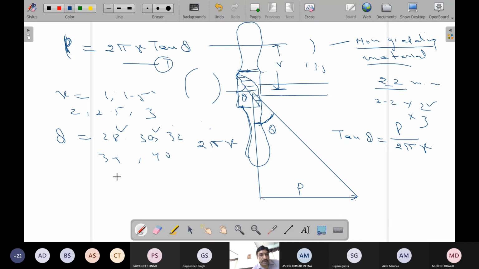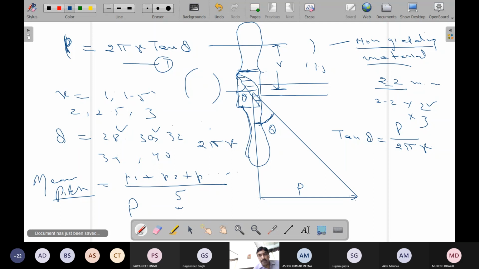So I will get 5 readings of this p: p1, p2, p3, p4, p5. Calculate the sum of these, add all these values, so p1 plus p2 plus p3 and so on, divided by the number of readings, 5 let us say. This is the mean pitch of the propeller. This will be represented with capital letter P and will be in meters, correct? Meters, because here we are dealing with meters.